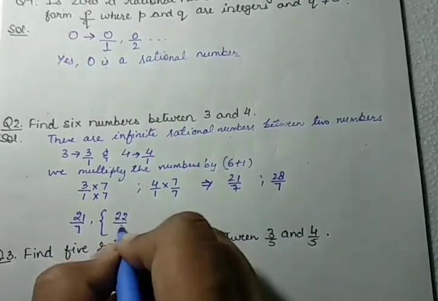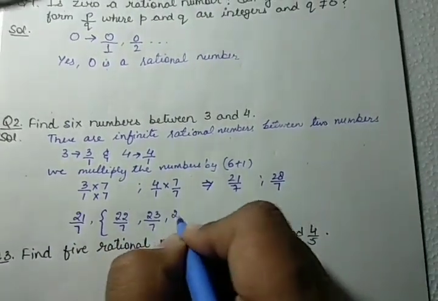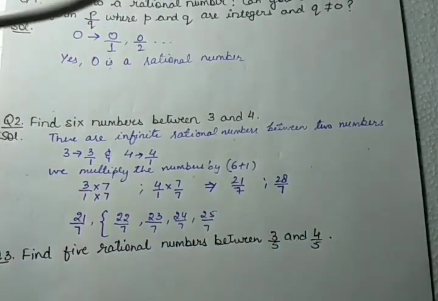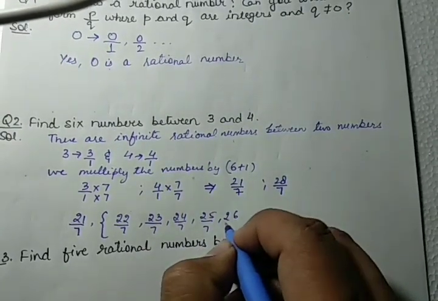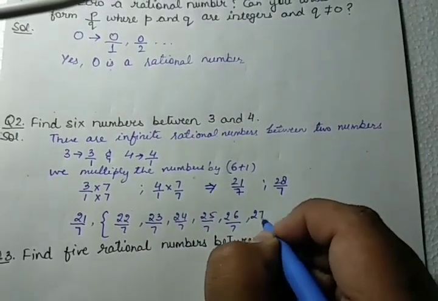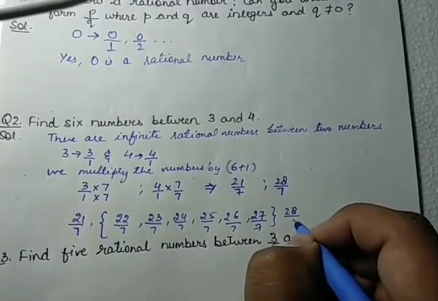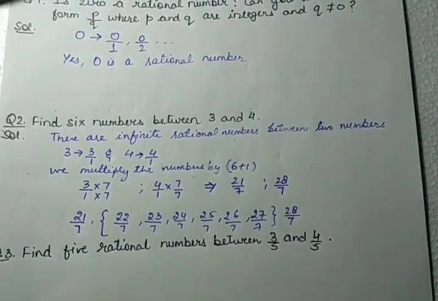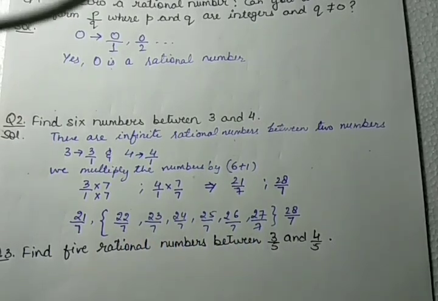22 upon 7, 23 upon 7, 24 upon 7, 25 upon 7, 26 upon 7, and 27 upon 7. And it is between 21 upon 7 and 28 upon 7. So the required numbers are 22 upon 7, 23 upon 7, so on up to 27 upon 7.